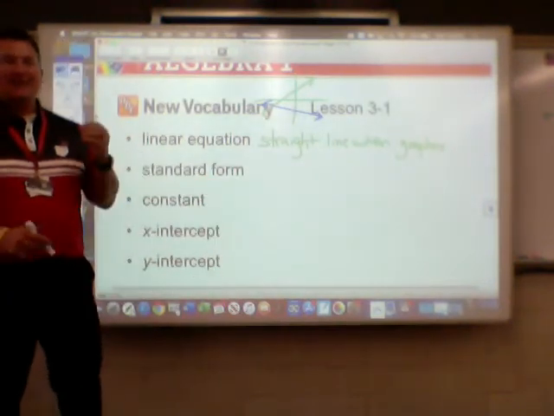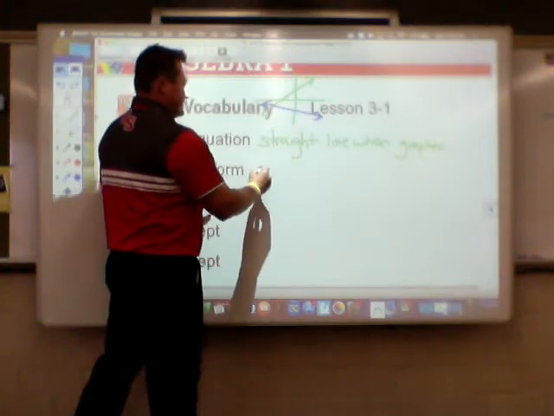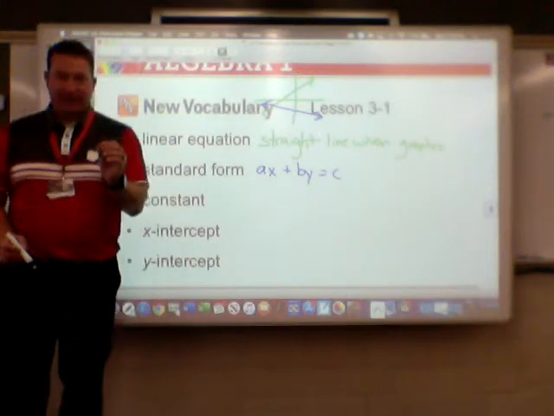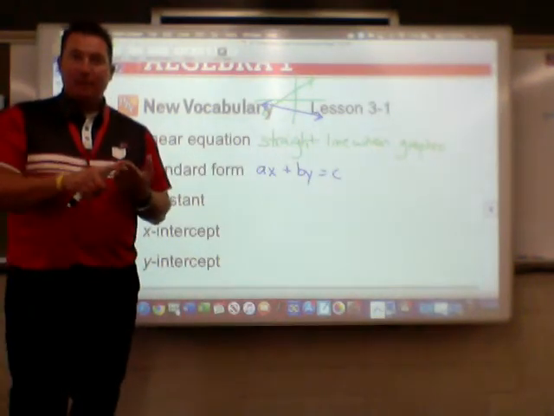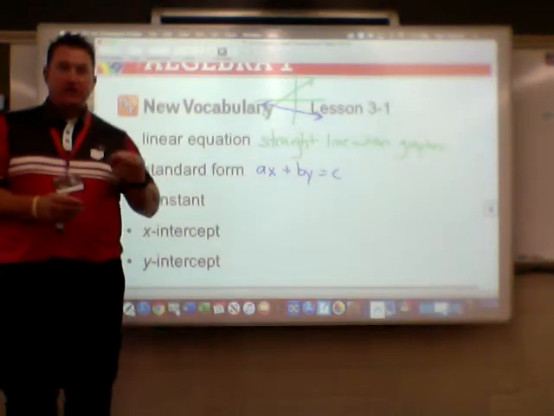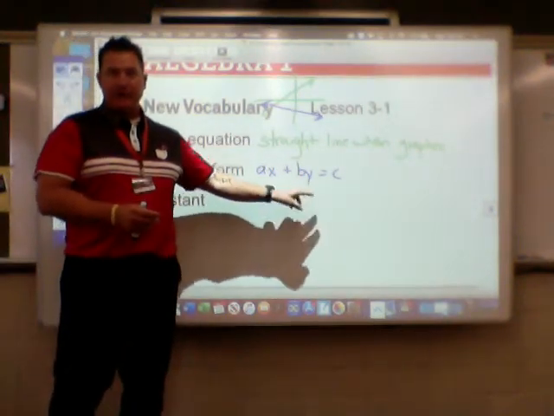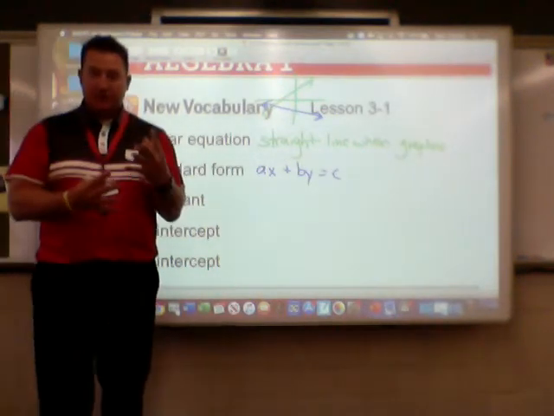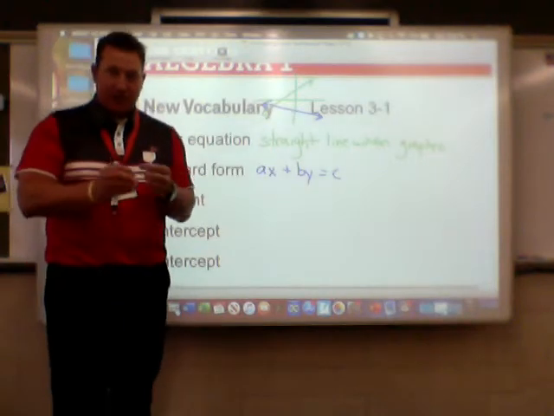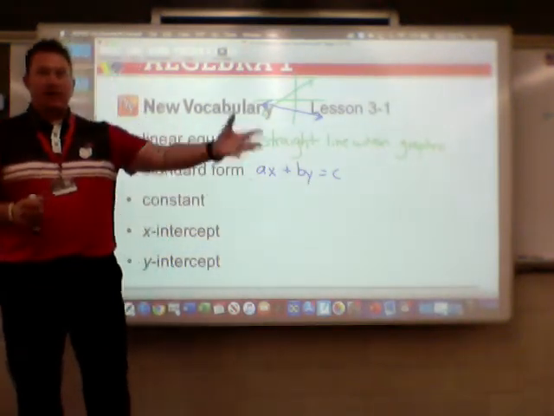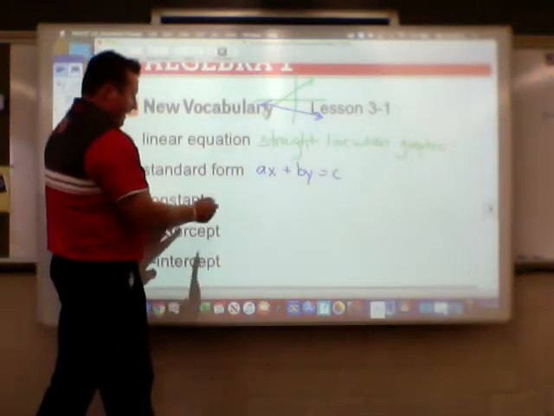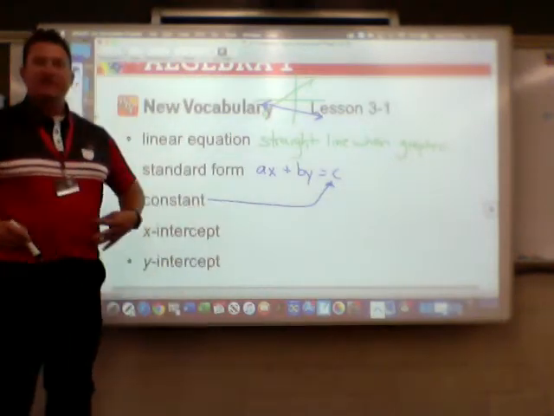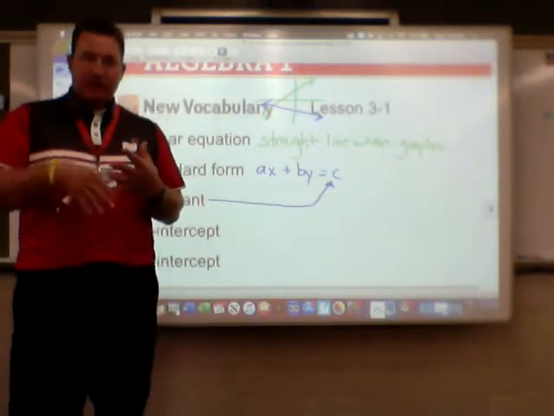Standard form. Standard form looks weird. It looks like this: AX plus BY equals C. Things to note here. A and B are just the coefficients of my two variables, X and Y. C is what we call our constant. So if we have some numbers in here, those are my constants. We're always adding this number or subtracting this number. So C is just a constant.